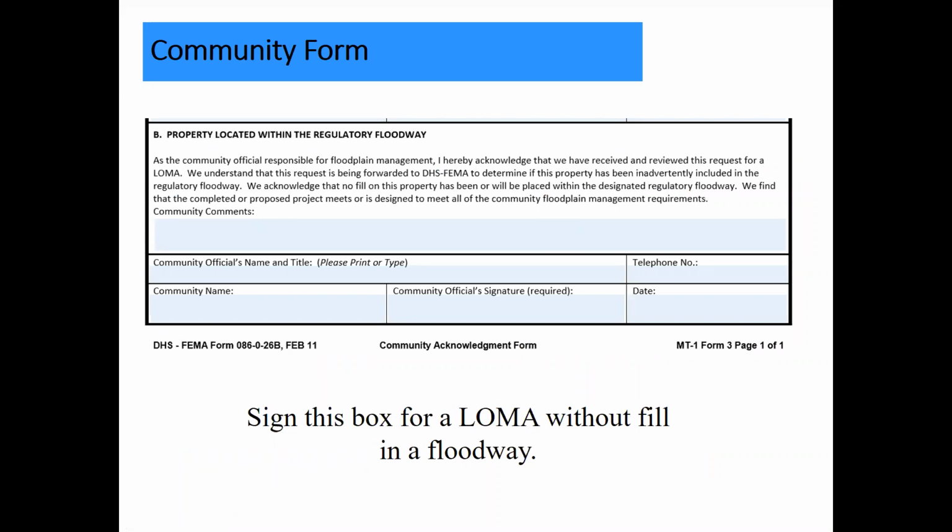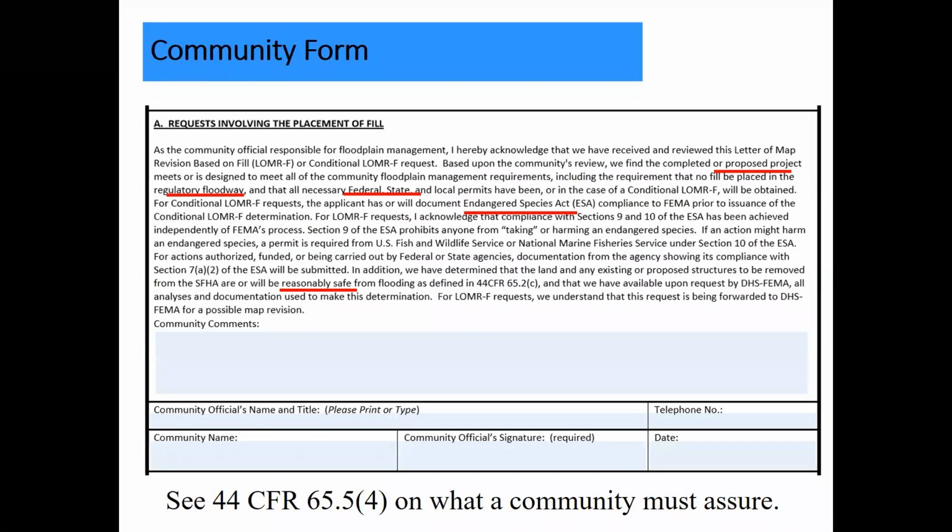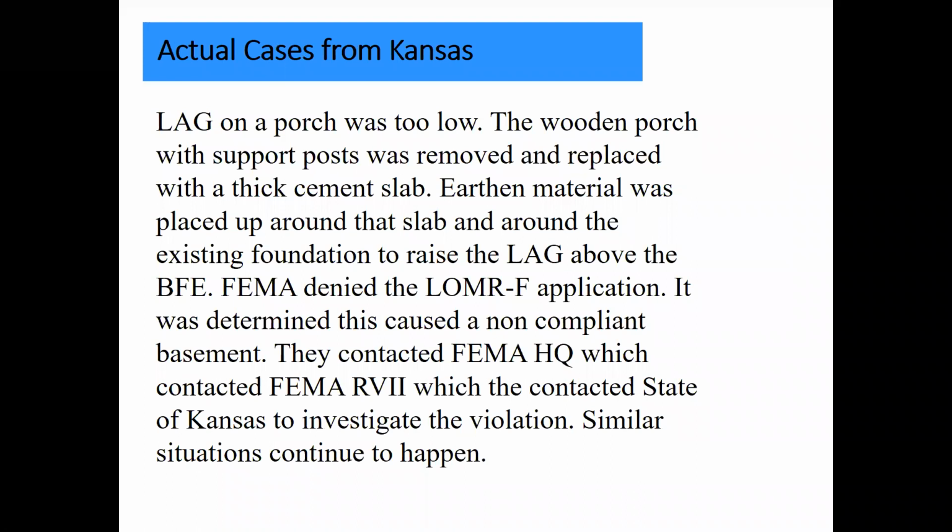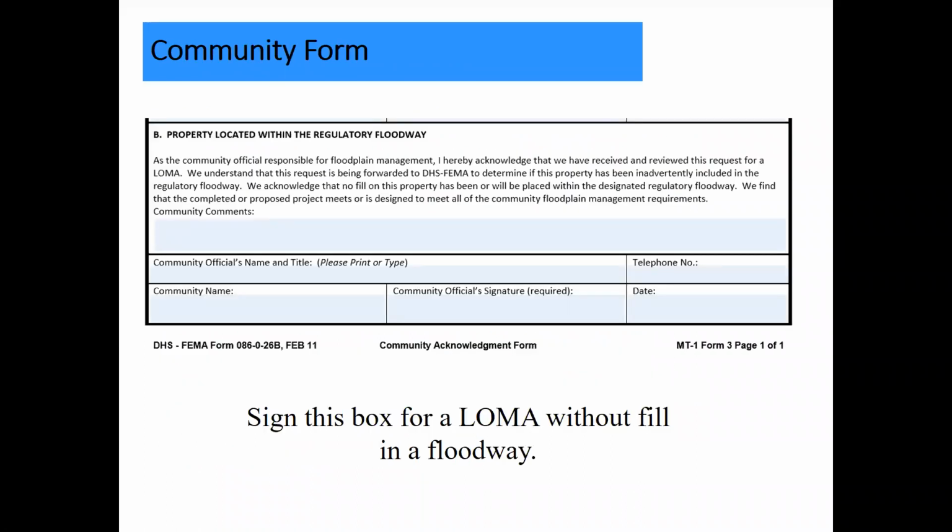Okay, property within the regulatory floodway. So we have an extra box on the community form for property within a regulatory floodway. But this applies to when you're applying for LOMA. Remember I said that the MT1 form is used when applying for letter of map amendment in the floodway. So that's when this form comes into play. So this is part B of the community form. We just looked at part A of the community form. Part A, part B. It's all one page.